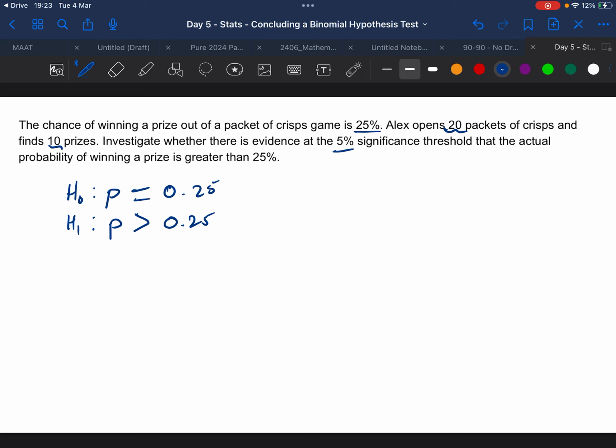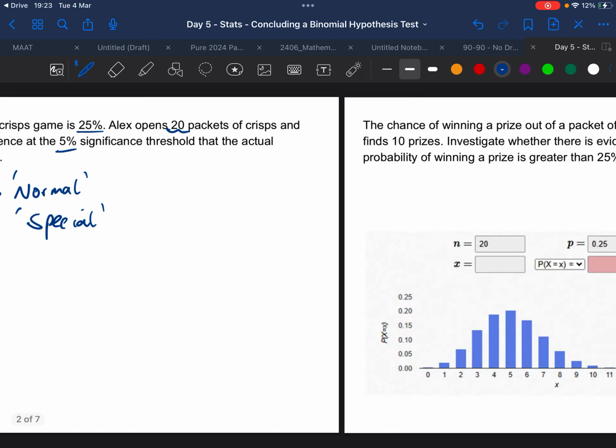If the result that we get is pretty normal, so we're going to test and see what sort of 10 or more out of 20 looks like, and if this is pretty commonplace, we'll just end up believing this one here, H0. For us to accept this other idea, that the probability is actually greater, we've got to have the data tell us that what's happened is special, it's significant. So let's take a look.